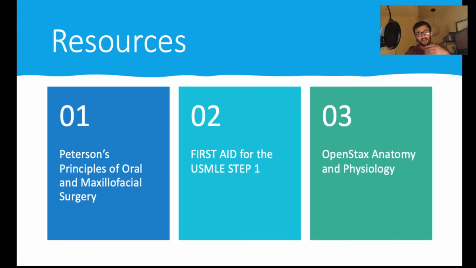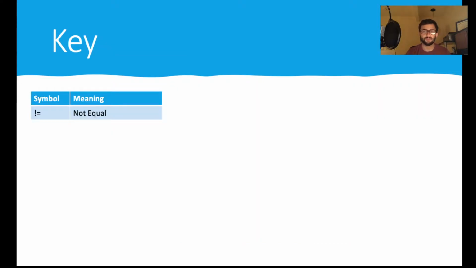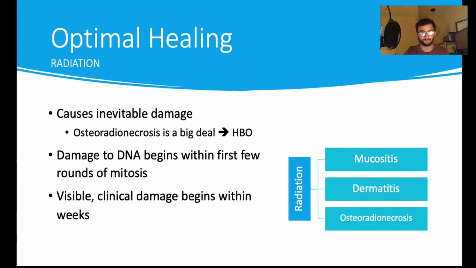So I just want to talk about the resources. First of all, of course, as per usual, we're using the Peterson's Principles of Oral and Maxillofacial Surgery, the First Aid for the USMLE Step 1, and OpenStax's Anatomy and Physiology. And if you see this exclamation equal sign, I kind of included a key here, and I'm taking things from my software programming background and bringing them into here. So when you see equal, that means equal, and when you see exclamation equal, that means not equal. So less letters, less words, less reading, all right? It truncates and slims down some notes.